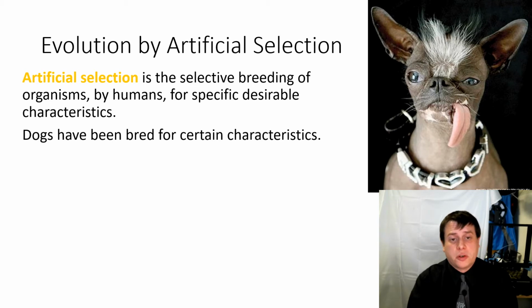Dogs have been bred for certain characteristics. The downside to this is because those specific traits were chosen, it caused a couple of other problems. So you see how this dog has his tongue hanging out? It's because he doesn't have any bottom teeth. He doesn't have any teeth in its lower jaw.